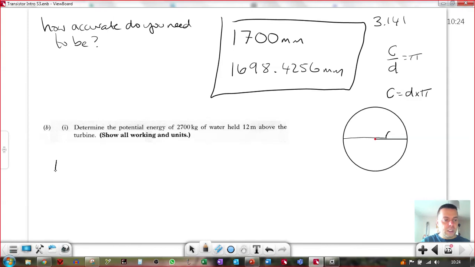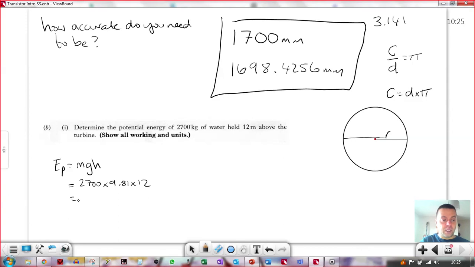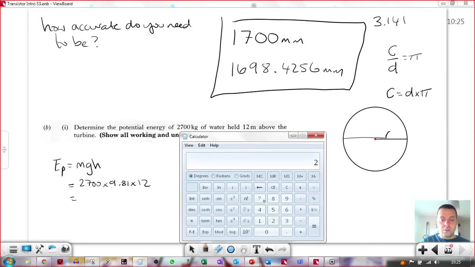So I'd look in my data book and I would find, if I didn't remember it, that the equation for potential energy is mass times gravity times height. Gravity is given in the data book as well. So I've got a mass there, I've got a height here, all I'm doing is plugging the numbers in. So 2,700 multiplied by 9.81 for acceleration caused by gravity, multiplied by 12. Don't worry that you don't know what potential energy is, or I haven't talked about it.